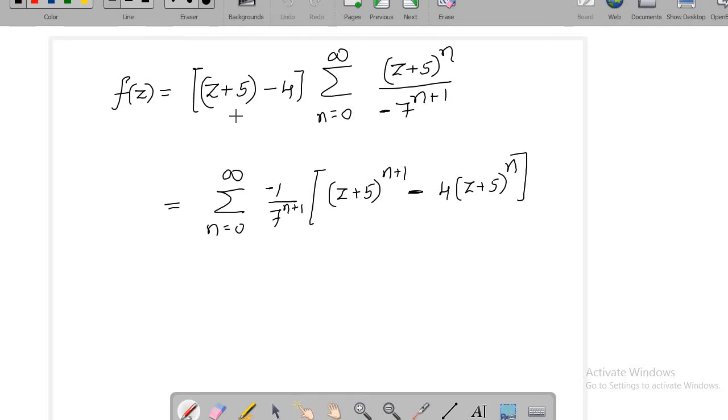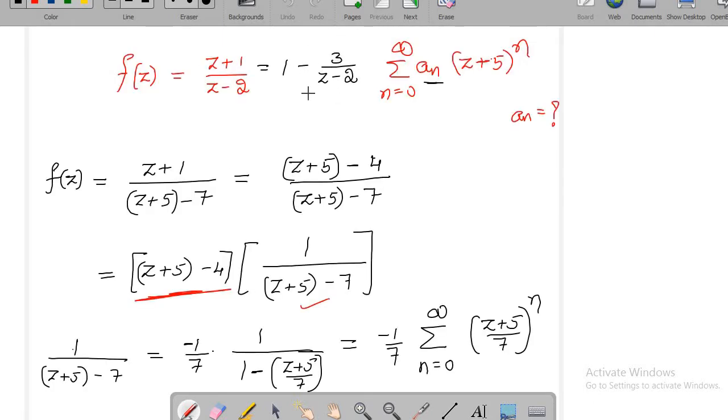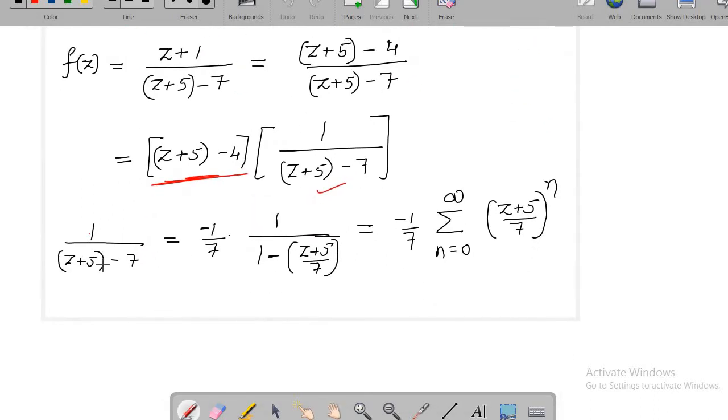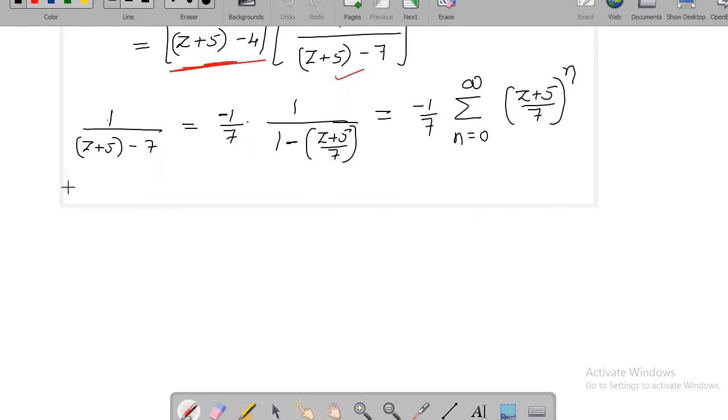But I want to have a term that has only z plus 5. I don't want to express it as two summations. I want a single summation. And let me do one thing. Let me expand this instead of going all this way. So anyway, we have seen what is the expansion of 1 by z plus 5 minus 7. Okay. So this we did, 1 by z plus 5 minus 7. This we did. Let me continue here.